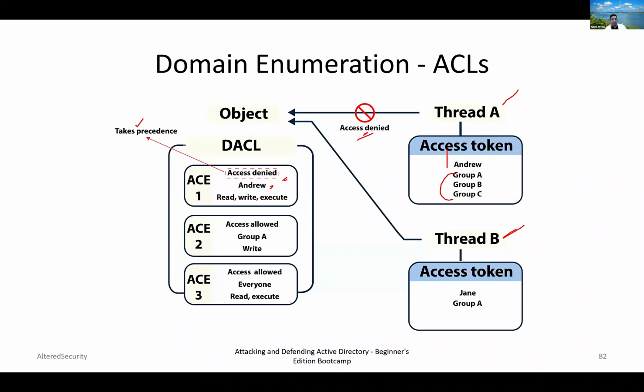Now, when thread B tries to access the object, it has an access token of user Jane and a group A. The thread tries to access the object. The first ACE doesn't match because it is not applicable to Jane or group A. The second ACE matches, it is applicable to group A, and they have write permissions. The third ACE allows everyone read and execute permissions. So effectively, what thread B has is read, write, and execute.